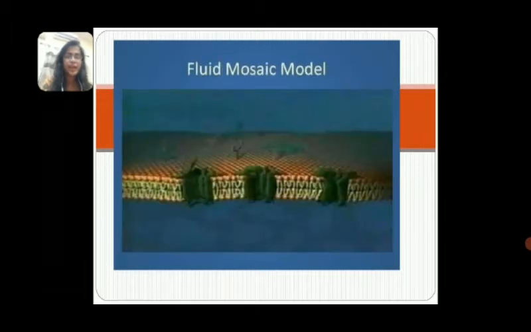This is one more diagram to give a clearer view of the plasma membrane. The fluid mosaic model is definitely given by Singer and Nicholson. I hope you people know it already. This is the 3D structure.